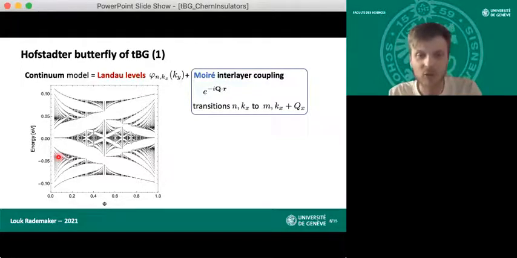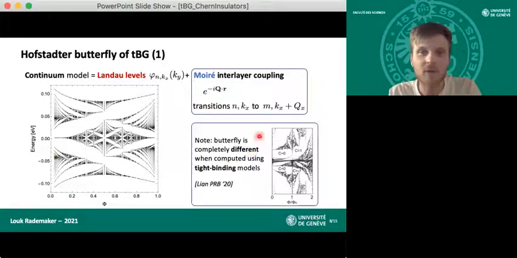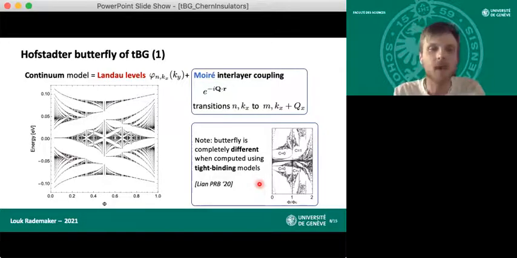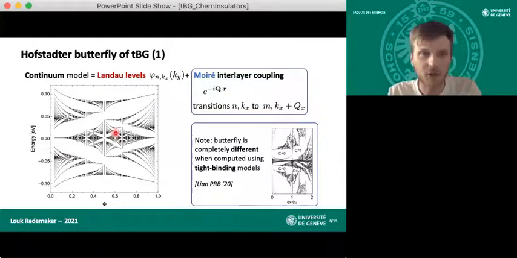Note, however, that you would not get such a nice result if you would try to compute the butterfly using one of the tight binding models of TBG. You get a completely different result. But since the experiments that I'm going to show you now seem more consistent with this butterfly that we used with the continuum model, I'll stick to that for the moment.